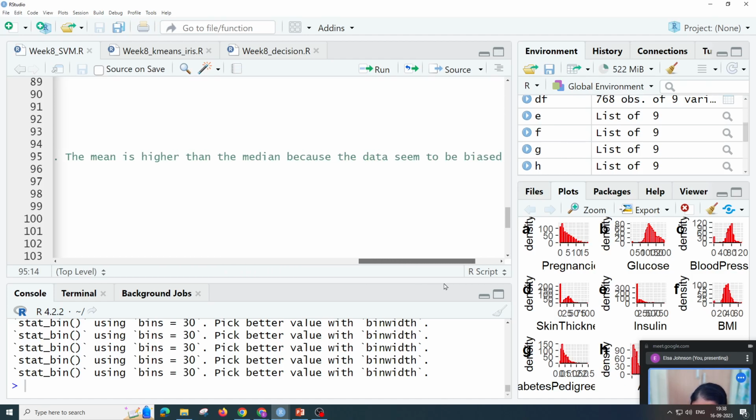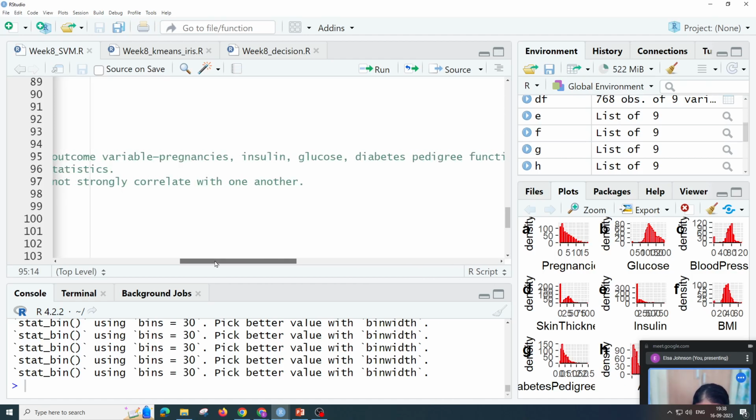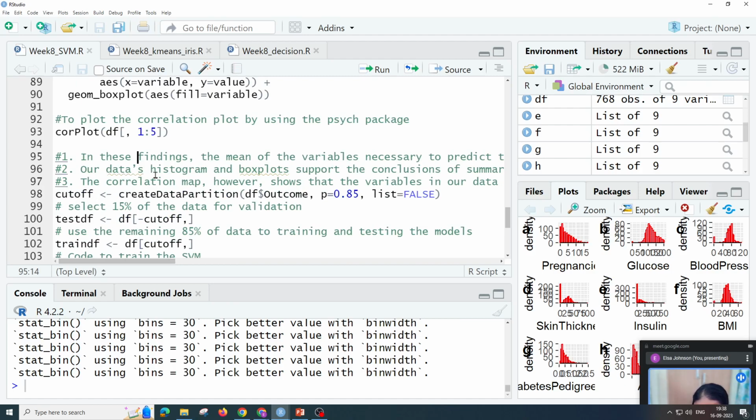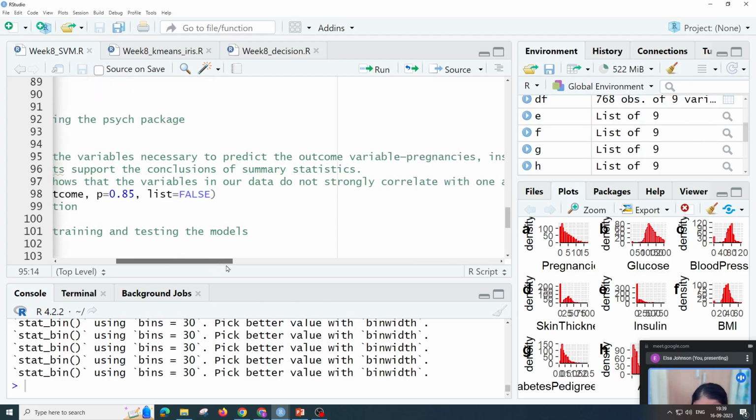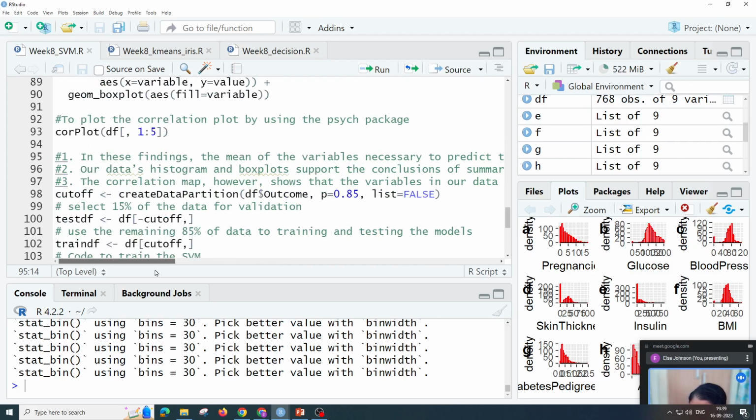In some cases the mean is higher than the median because the data seem to be biased to the right. Our data's histogram and box plot support the conclusions of the summary which was taken. Then the correlation map shows that the variables in our data do not have any strong correlation with one another.